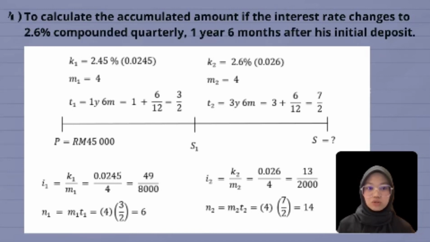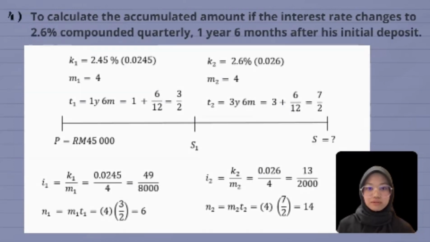So now we have P equals 45,000 ringgit and i1 equals K1 over M1 equals 0.0245 over 4 equals 49 over 8,000. N1 equals M1 multiplied with T1 equals 4 multiplied with 3 over 2 equals 6. I2 equals K2 over M2 equals 0.026 over 4 equals 13 over 2,000. N2 equals M2 multiplied with T2 equals 4 multiplied with 7 over 2 equals 14.